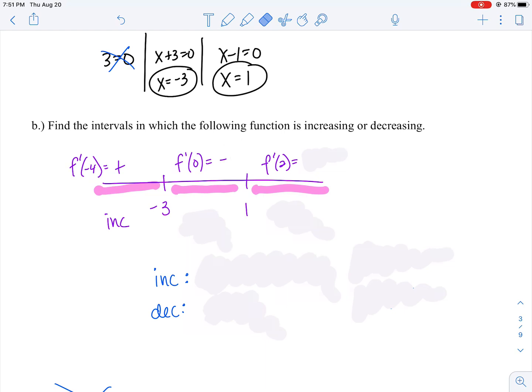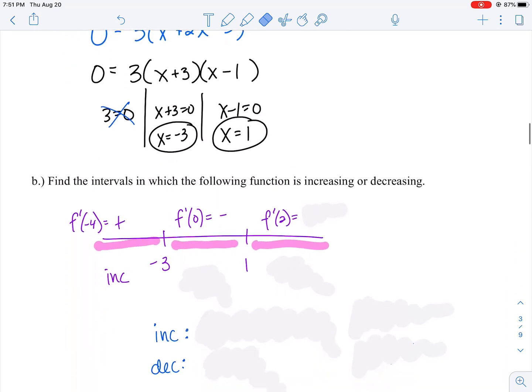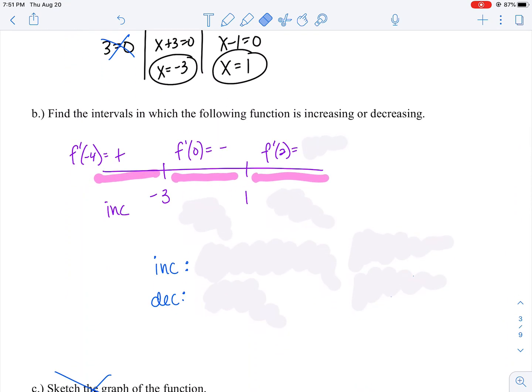I plugged in 0 and it spit out a negative number. I think negative 9, right? And since my derivative is negative in that interval, that means my original function is what? Decreasing, right? It has to be going down if the slope is negative. All right, test a number on the other side of 1. Test a number bigger than 1 in your derivative and see if it is positive or negative. I tested 2, and I ended up getting a positive number. If my derivative is positive, I know that my function is increasing. So my function is increasing, then decreasing, and then increasing again.